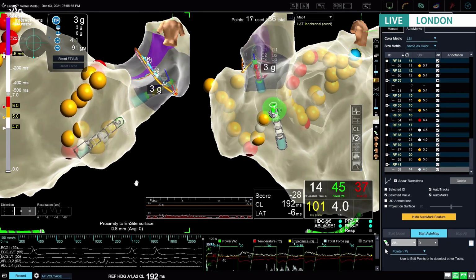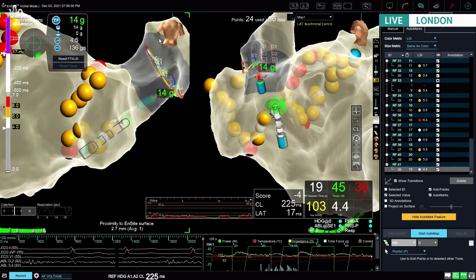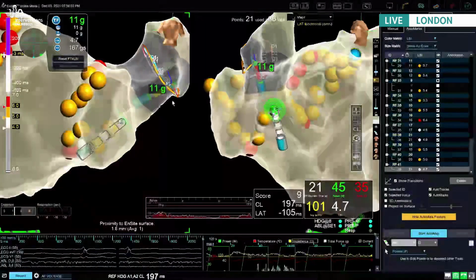But I suppose I will hopefully give you, we've just isolated the vein there. So F7 and drag back for you to have a look.